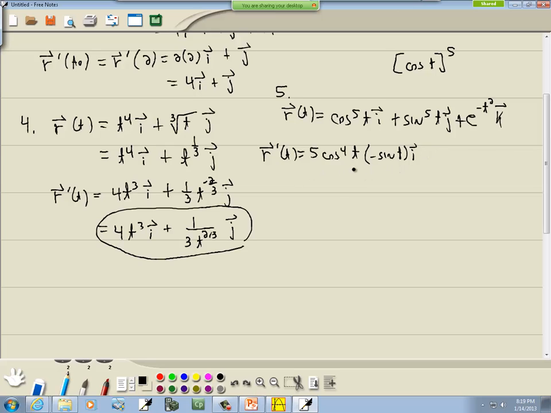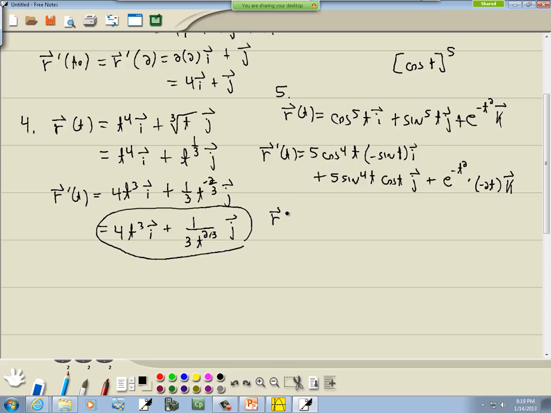And I'm kind of out of room there, but let me put it right here. Plus, we'll do the same thing with sine to the 5th. So we got 5 sine to the 4th t, and times the derivative of sine, which is cosine, j, plus the derivative of e to a power is e to the power, that doesn't change, times the derivative of the power. So times the derivative of negative t squared is negative 2t.